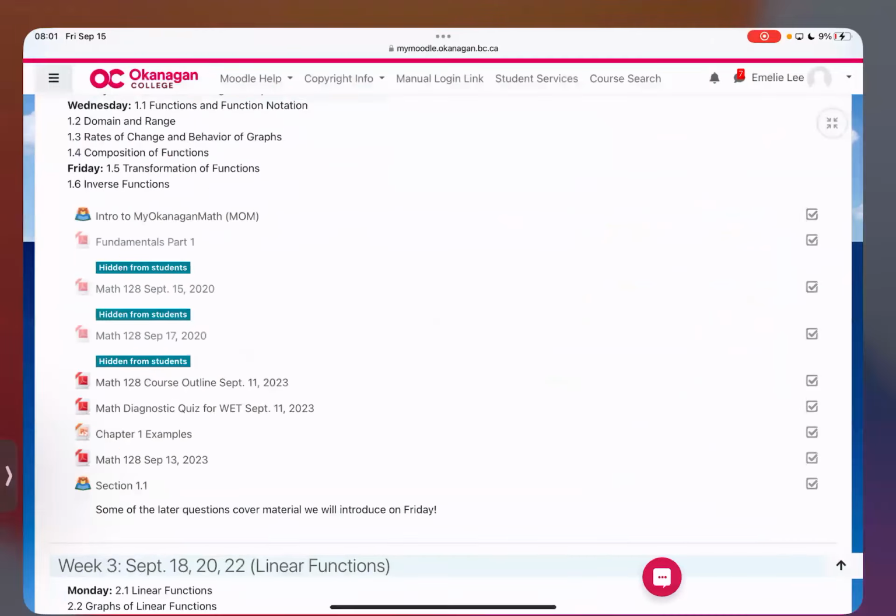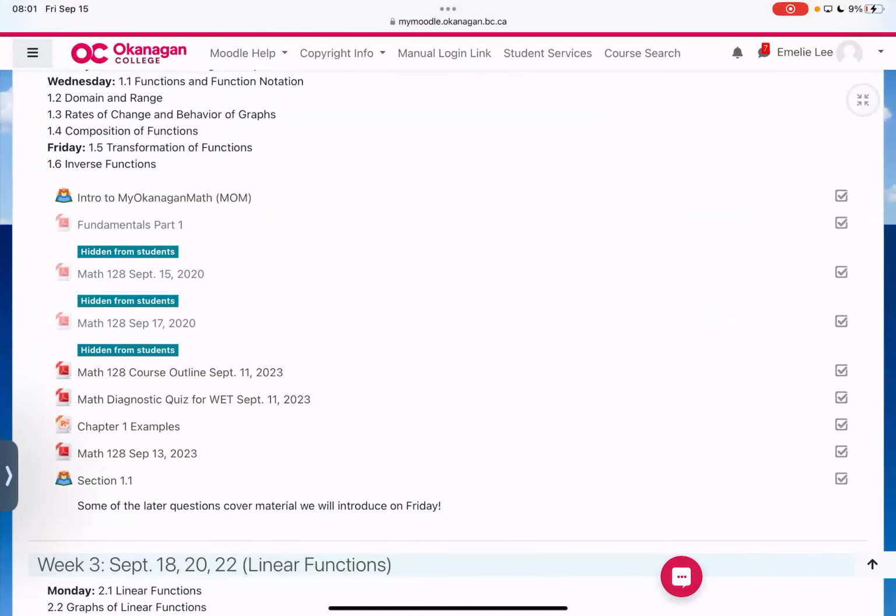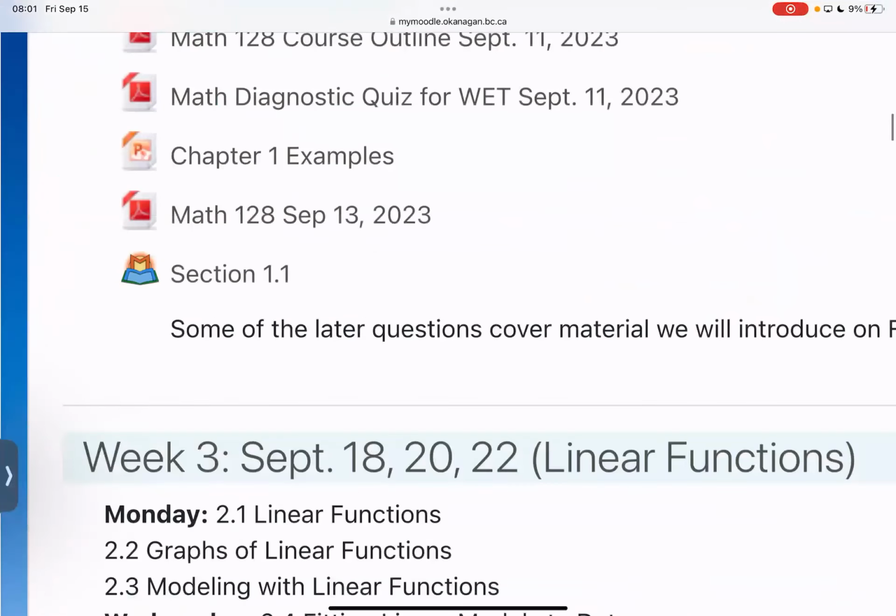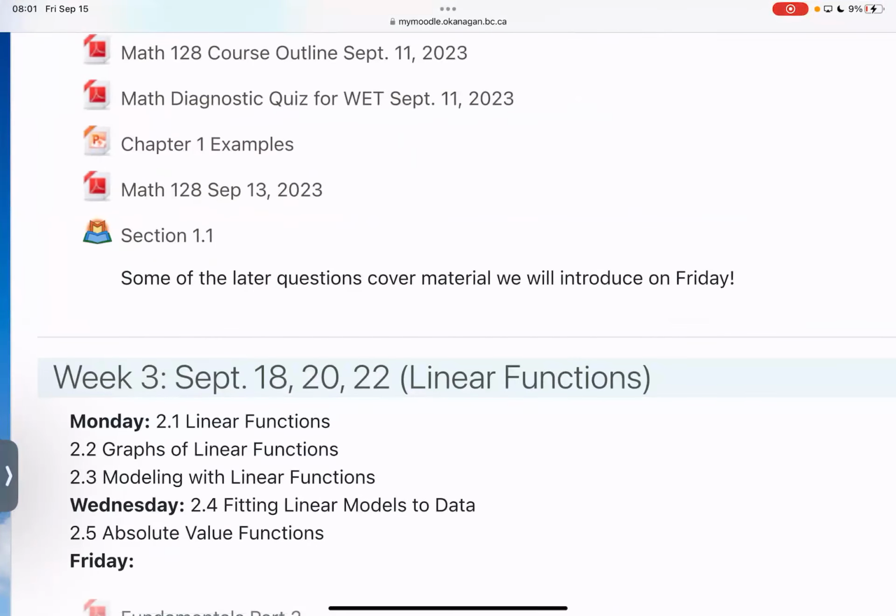Oh, there was something I wanted to mention. I did post some homework, an assignment on section 1.1, but I did make a note that some of those later questions we're going to cover today. So if you went into it and it felt good, and then all of a sudden it wasn't that good, that's totally fine. Try it again after today. Okay.